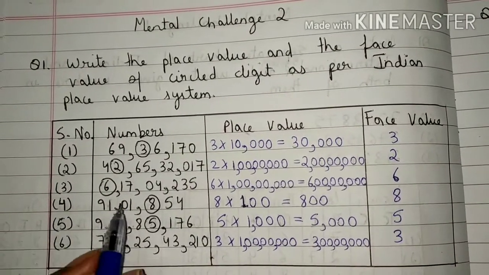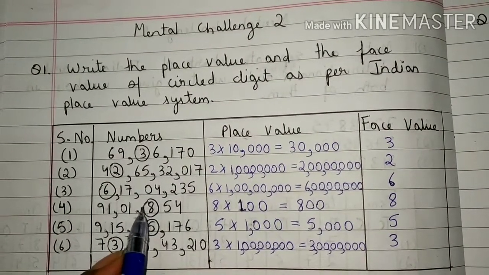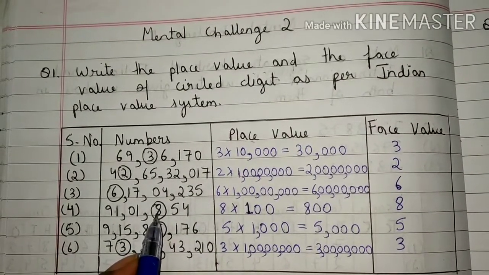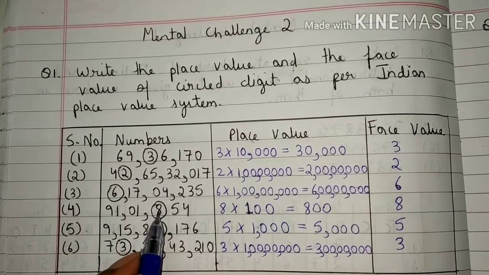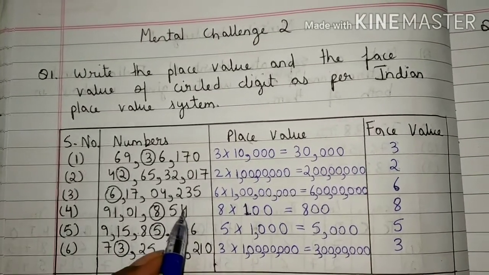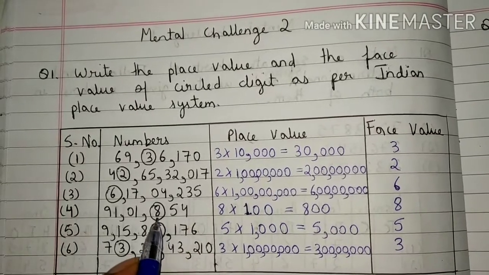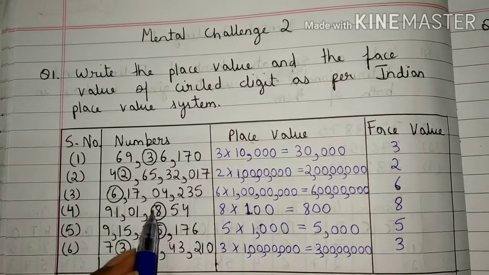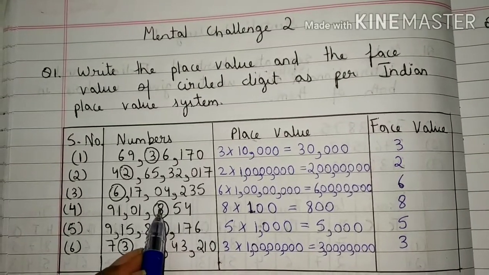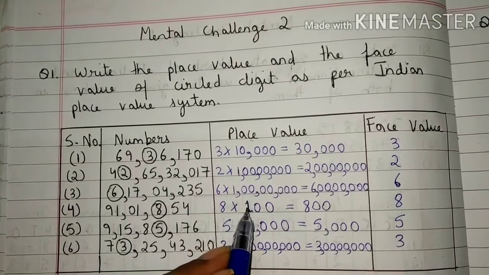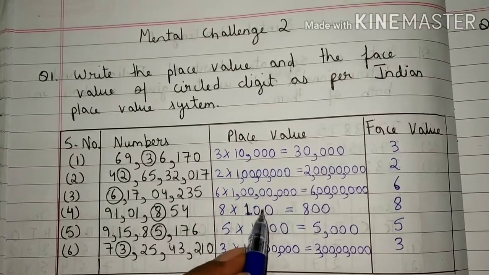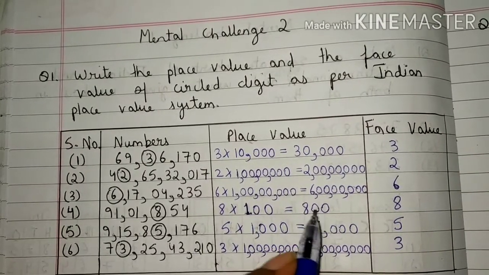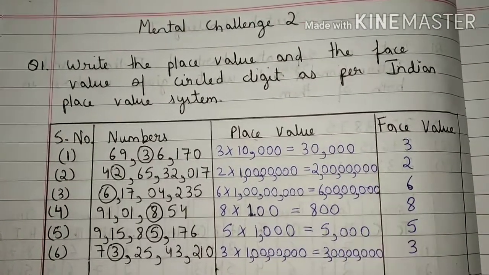Fourth question. In this question, circled digit is 8. So you have to write the place value and the face value of 8. Students, this is ones place, tens place, hundred place. Students, you can see that 8 is at 100 place. So place value of 8 is 8 into 100 is 800. Place value of 8 is 800. Face value of 8 is 8.